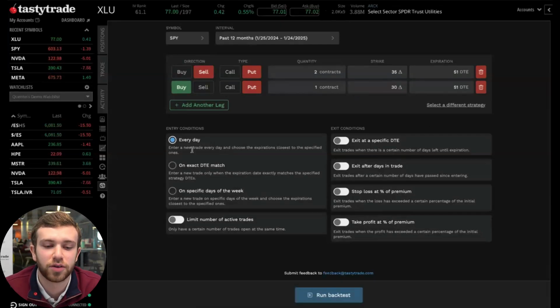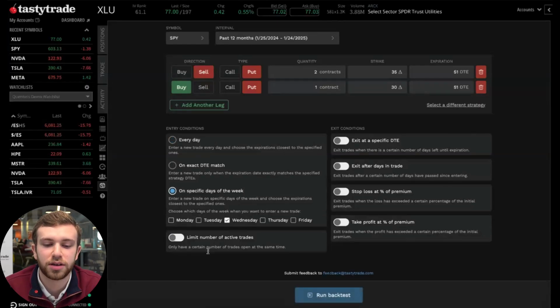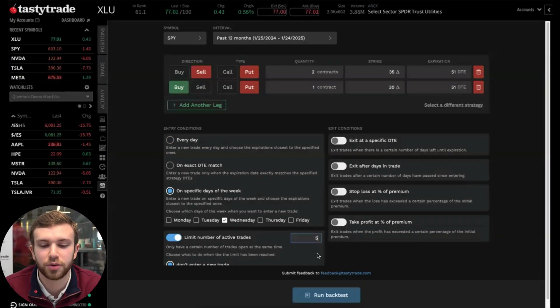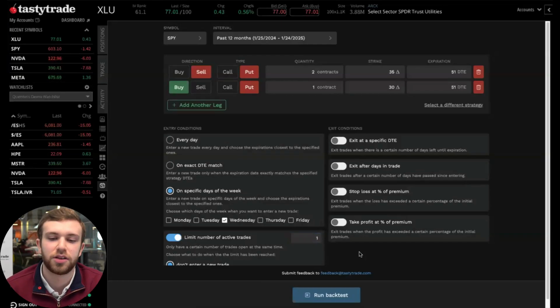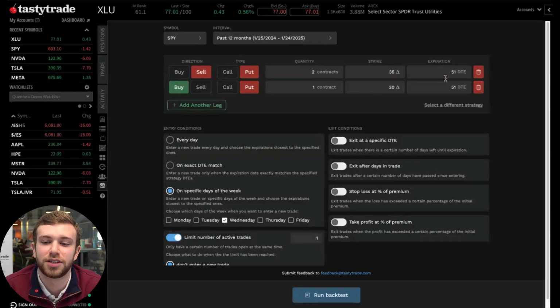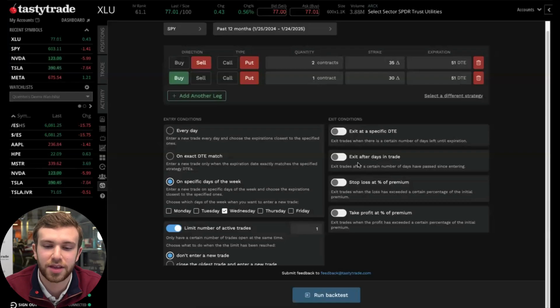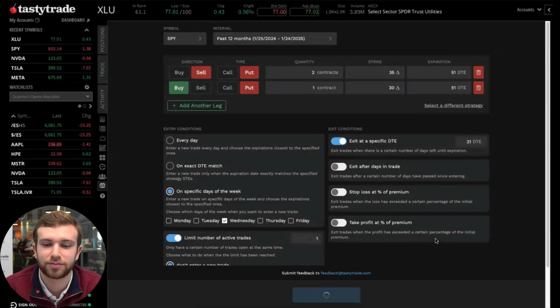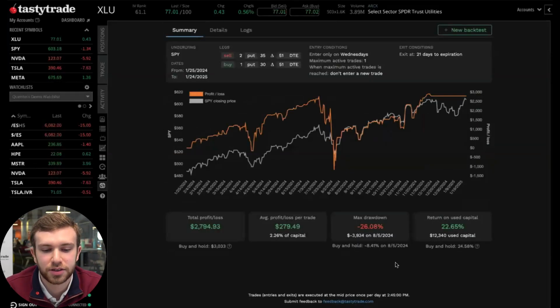And so instead of running this every day, we could just do one every week on Wednesday, for example, and only have one trade going. And let's say you thought SPY was still going to go up for the next 12 months. This is something you could expect to see when selling a put credit spread at 35 delta with 51 days till expiration. And then we can also exit at something like 21 DTE. And here, it looks like it was very similar to the buy and hold. So you may potentially see the same thing as well if you think the market's going to perform the same way it did.